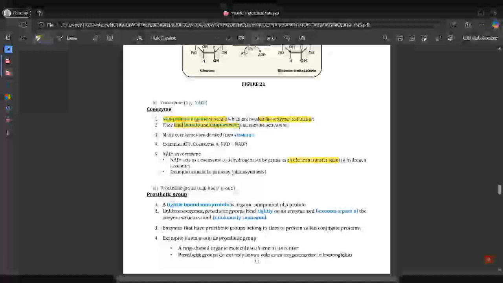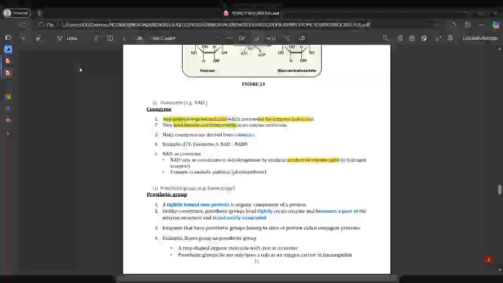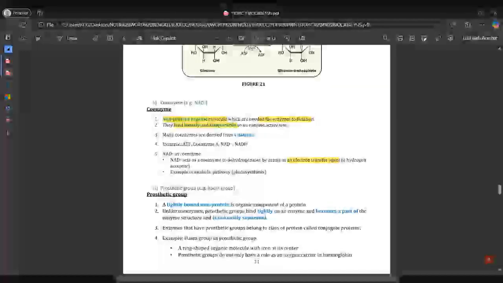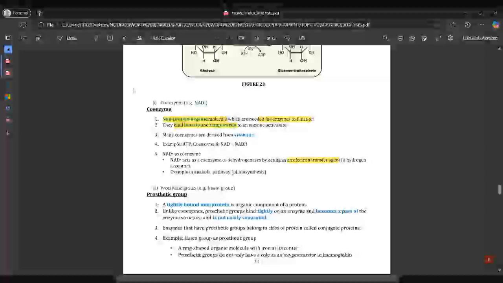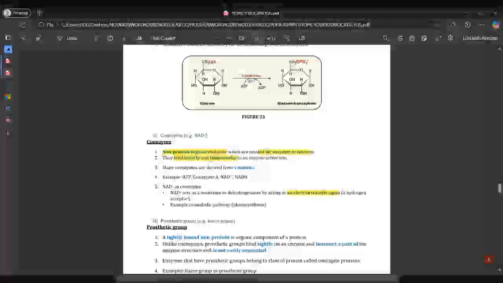Do they bind loosely to the enzyme active site? If they bind permanently, that is not a coenzyme, that is a prosthetic group. If they bind loosely, then that will be a coenzyme. Most of the coenzymes are vitamins, and we normally bring the word coenzyme with them. Examples are coenzyme A, and another coenzyme that you are going to learn in chapter 5 later on, coenzyme Q, and the most important one is NAD plus.